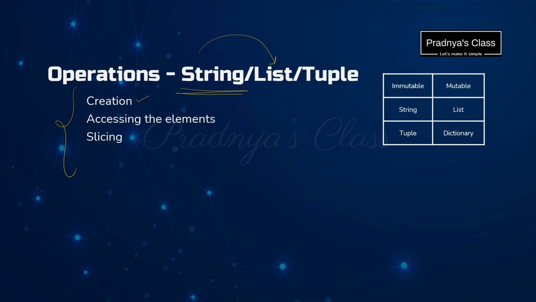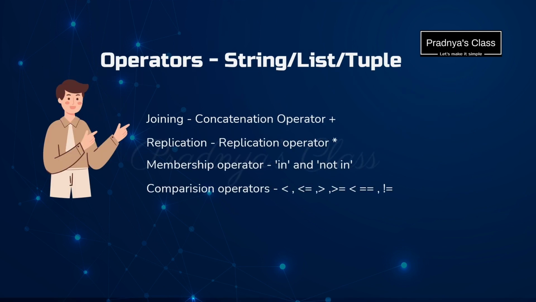First is creation. You know how to create a list. You have to enclose the elements in square brackets, separated by comma. To access the elements of the list, you can use index, same as string. And the slicing operation is also exactly same as string. The only difference between string and list is that string is immutable and list is mutable. The operators which we apply on the list will be exactly same as string.